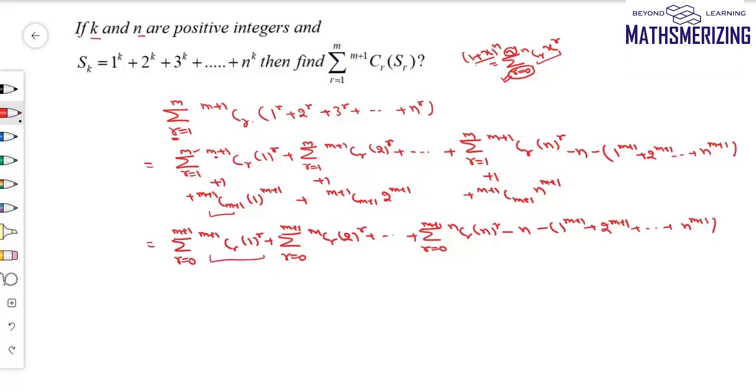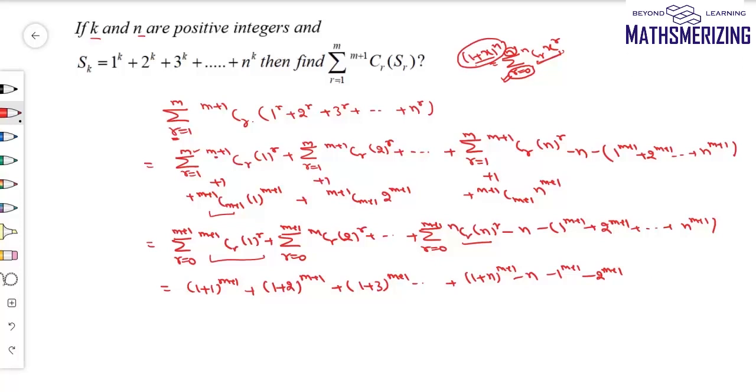Now this is nothing but nCr x to the power r, which is the binomial expansion of (1 + x) to the power n. So in this case it will be simply (1 + 1) to the power of m + 1, (1 + 2) to the power of m + 1, (1 + 3) to the power of m + 1, and it will go all the way up to (1 + n) to the power of m + 1, and then minus n, minus 1 to the power of m + 1, minus 2 to the power of m + 1, and then minus n to the power of m + 1.